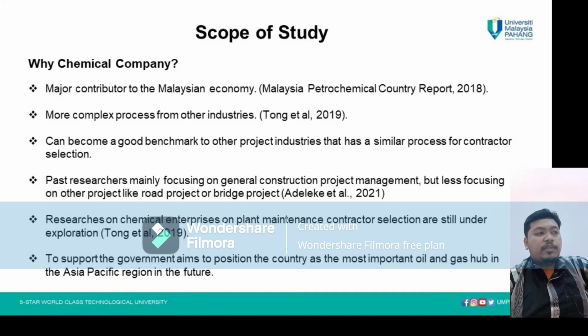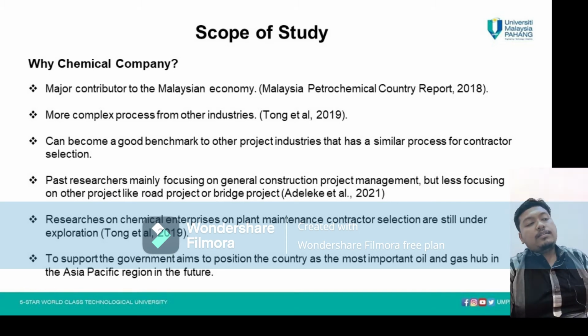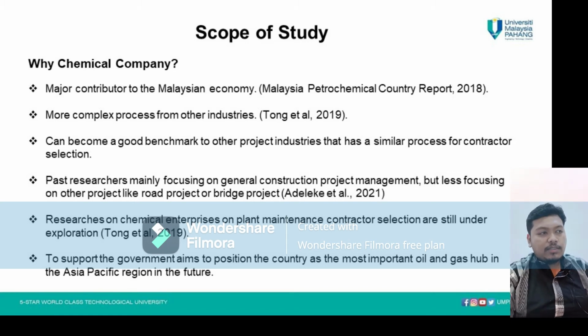So why chemical company? Chemical company is a major contributor. The chemical company has been selected because it is a major contributor to the Malaysian economy and has more complex processes than other industries. So it can become a good benchmark for other project industries that have a similar process for contractor selection.